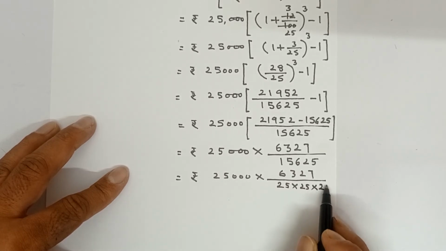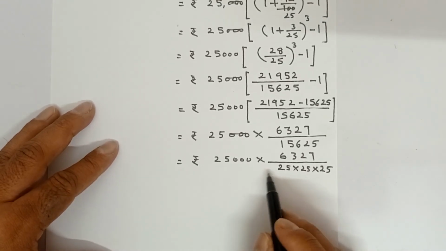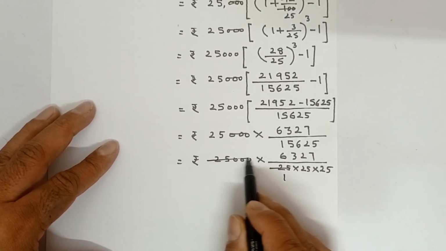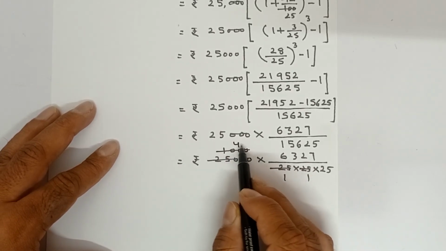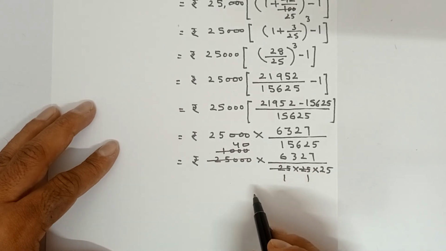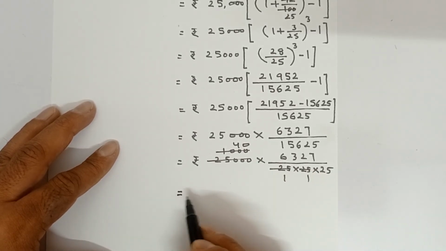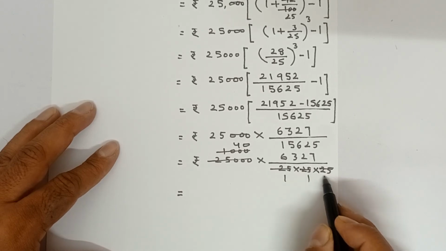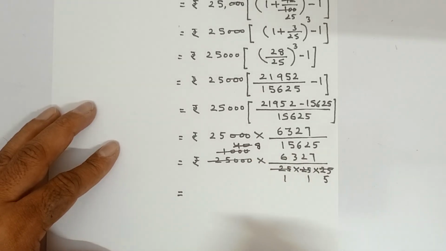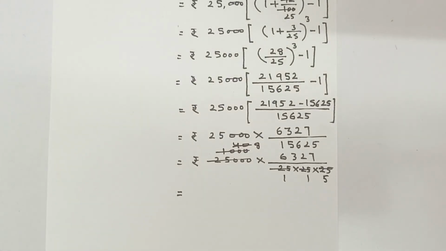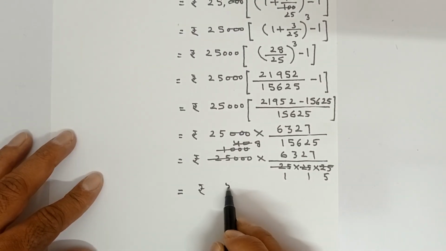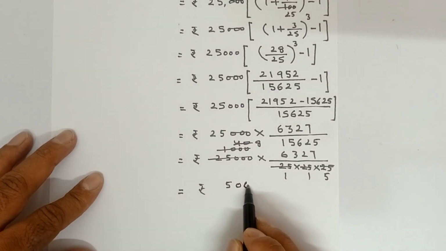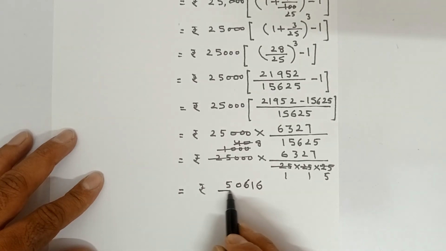So I am splitting it as 25 into 25 into 25. Now cutting is easy. 25 ones are 25, ones are 1, 2, 3. 25 ones are 25, fours are 100 and 1 0. Now to make the calculation easier, first 5 fives are 25, 5 eights are 40. So what you need to do, 6,327 is to be multiplied by 8. So rupees 50,616 divided by 5.